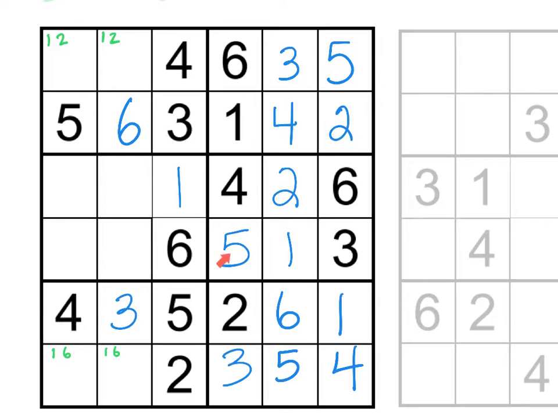Let's look across here maybe. So I've got my 1, I'm missing my 2 and my 4 here. Well, this one can't be a 4. So that means that the 4 has to go here, and that's going to be my 2. And in the row above it, you got 1, 2. So I'm missing my 3 and my 5. So this one will have to be my 3 and my 5.